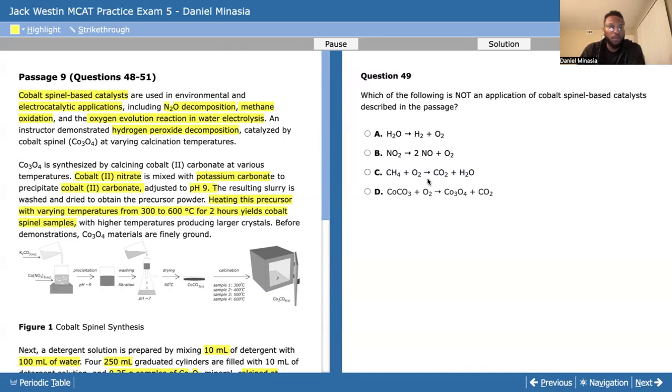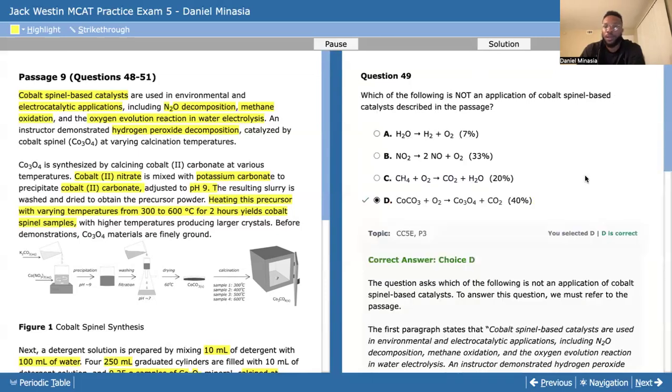Methane oxidation, that is C. And D is what? So D is not an application of a cobalt spinel based catalyst because it's not listed here. So I see this, I see this, I see this, but not this. So it's pretty much that simple. I am 99.999% sure that this is the answer. Okay, great. But only 40% of people got it right.